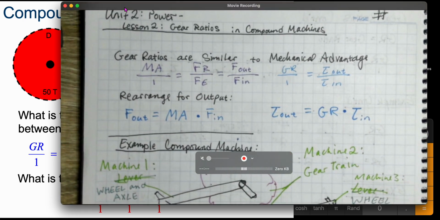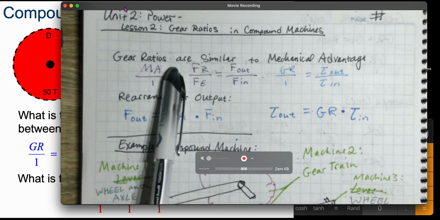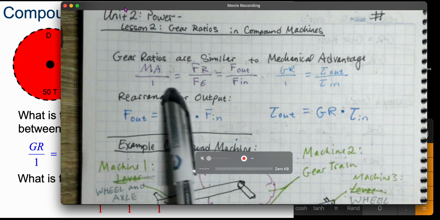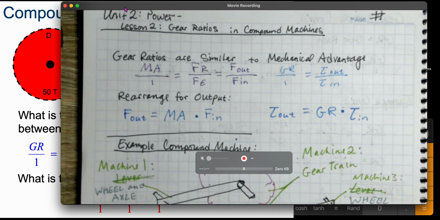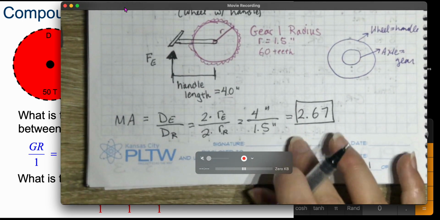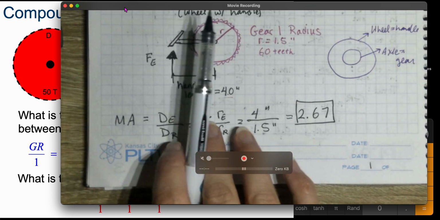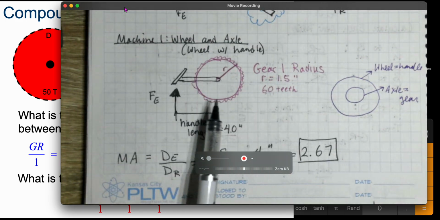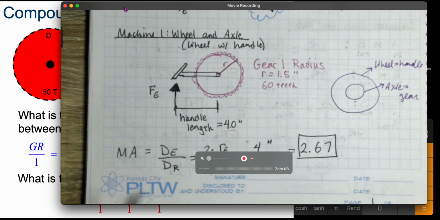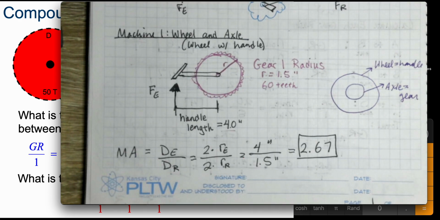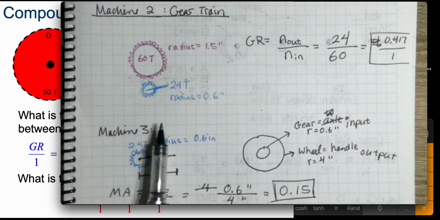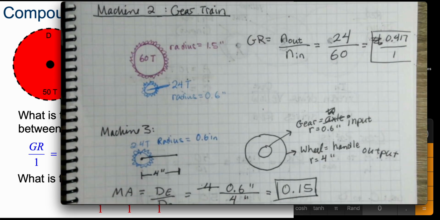So we looked over how gear ratios are similar to mechanical advantage, but they're not exactly the same, but we can use very similar patterns with them. And then we tried calculating our first compound machine, and we dealt with thinking about this as a wheel and axle. And then we moved on to the gear train part, which is going to be a separate calculation.